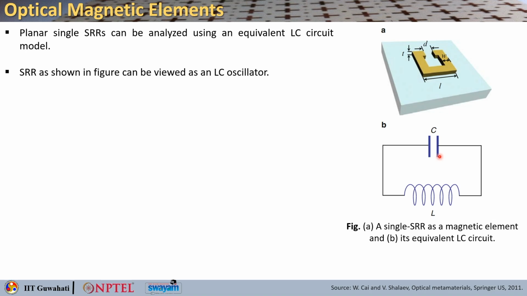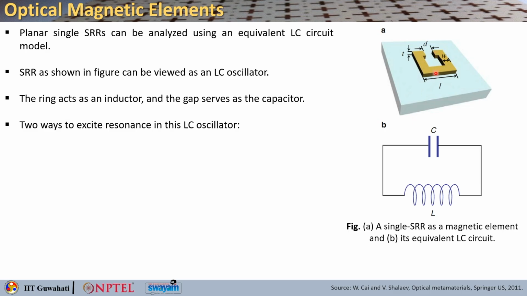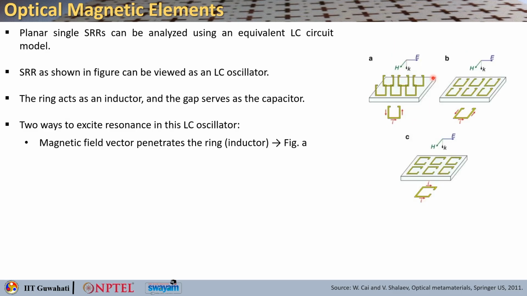And the discussion closely follows the work on metamagnetics at 100 terahertz, right. So, as discussed earlier as well, a split ring resonator can be represented as an LC oscillator. So, you will see that the ring here basically acts as the inductor L and the gap gives you the capacitance, right. For such an oscillator there are basically two means of exciting the resonance. The first one is this one which you have already seen, where the magnetic field vector must penetrate the inductor, okay, that is a coil, and that will give you the magnetic moment.